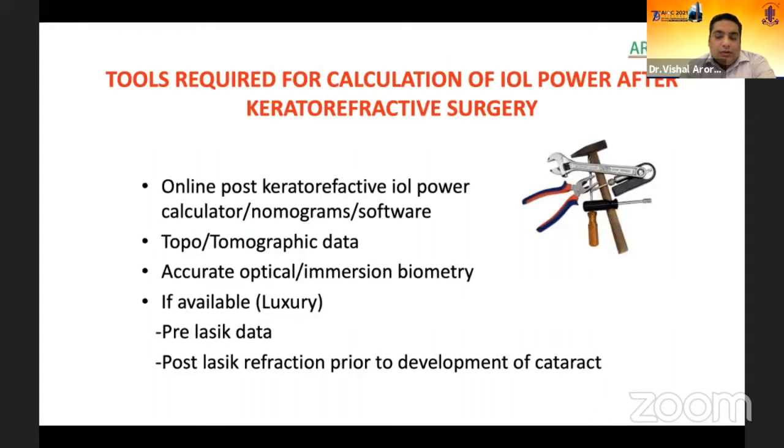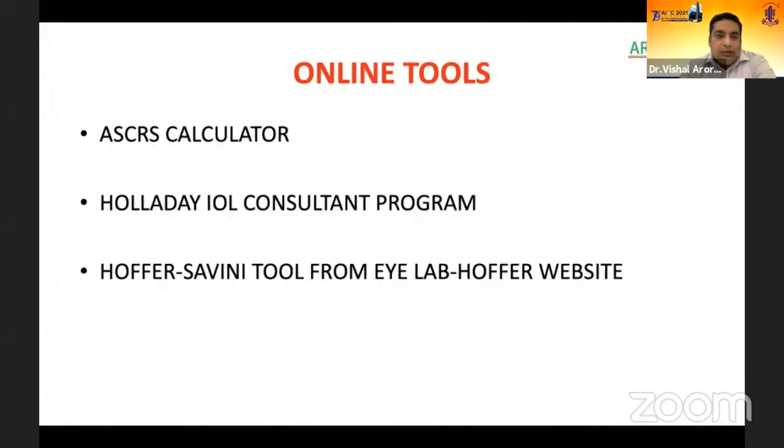So the basic thing is, first you should have an online post-refractive IOL calculator. We'll discuss which one to use. At least a single topo or tomographic data, accuracy of your immersion or an optical biometry, and if you have the luxury of having pre-LASIK data or a post-LASIK refraction prior to development of cataract, that would be great. Among the online tools, we have the most commonly used ASCRS calculator. Then we have the Holladay IOL Consultant, the Hoffer-Savini tool.